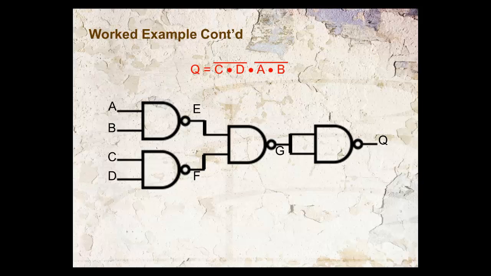There's my CD NAND. There's my AB NAND. This NAND's the result, and this simply inverts it. And if I invert an inversion, I get back to what I should have had, which is NAND. This is simply undoing that.